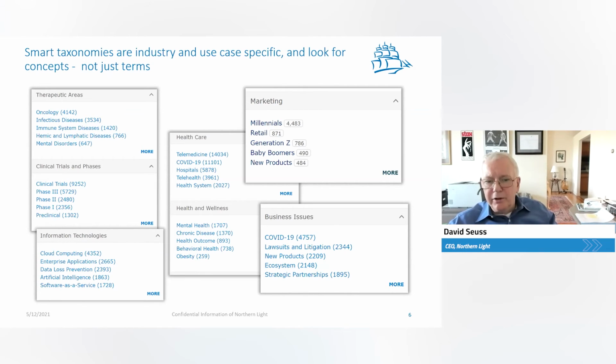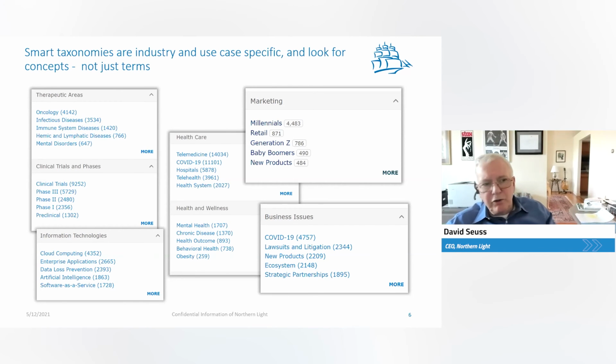In the middle, we have healthcare and health and wellness examples. In the upper right-hand corner, we have a use case specific, not an industry specific, but a use case specific taxonomy. The example here is marketing and market research. We're looking for concepts like millennials, market segments, Generation Z, baby boomers, or marketing ideas like retail. And in the bottom right-hand corner, we have meaning-loaded entities from business strategy issues, things like strategic partnerships. And again, in every case, we're looking for the concept, not for the text string.